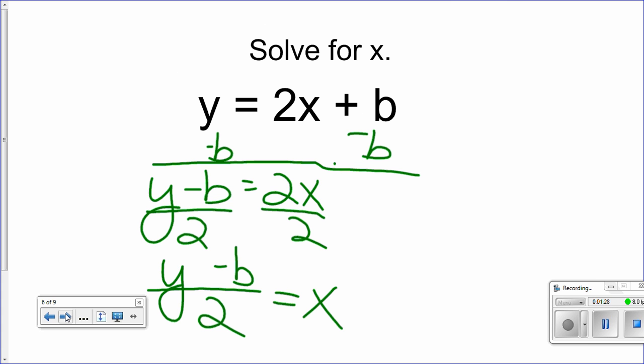Here's an example if we want to solve for x. y equals 2x plus b. We want to get x by itself, so we're going to subtract b from both sides. And then we have y minus b equals 2x. We still need to isolate x and get it alone, so we're going to undo the multiplication by dividing both sides by 2. So x is going to be equal to the quantity of y minus b divided by 2.